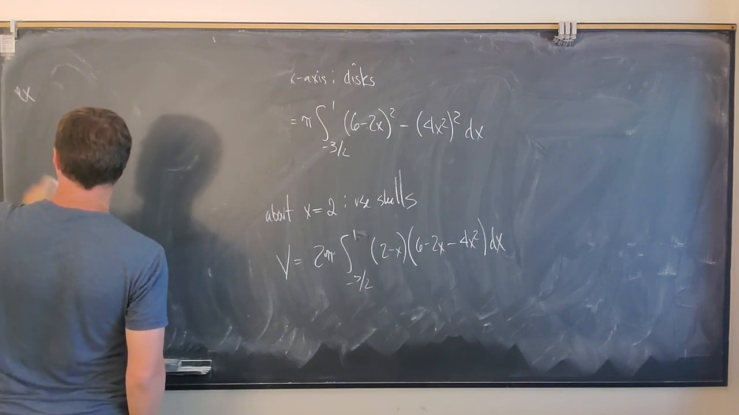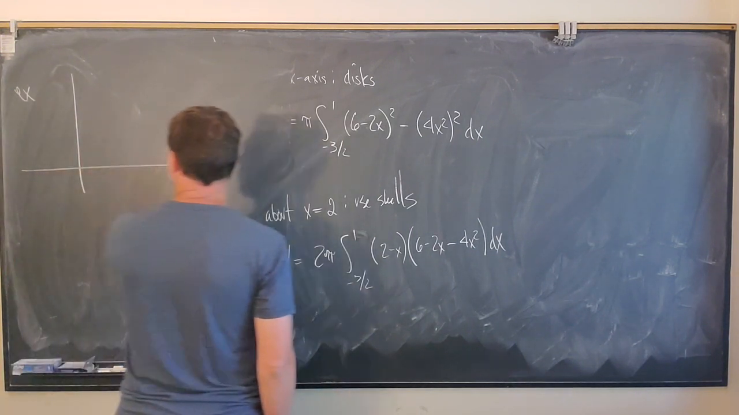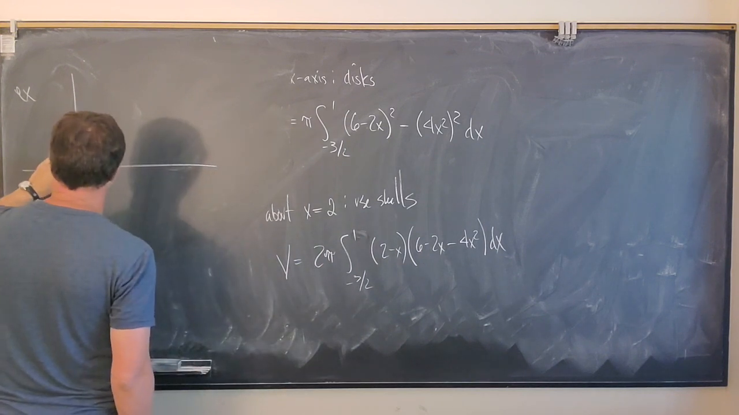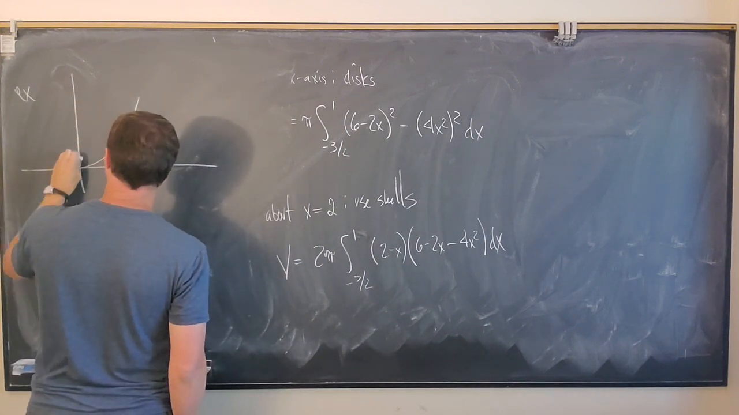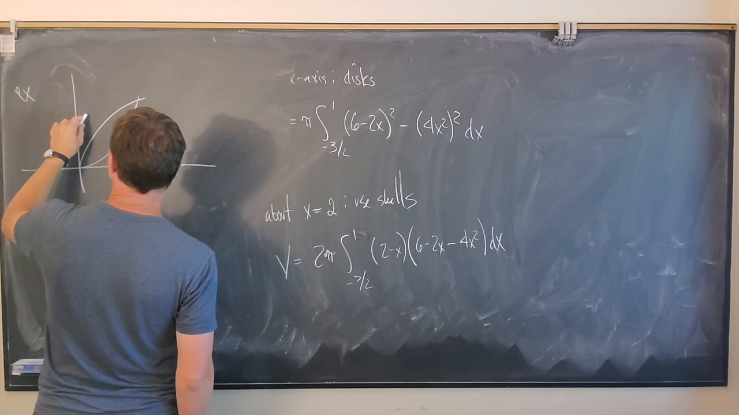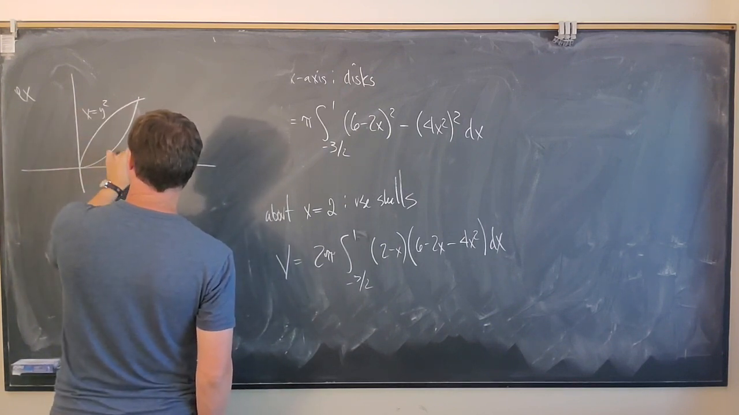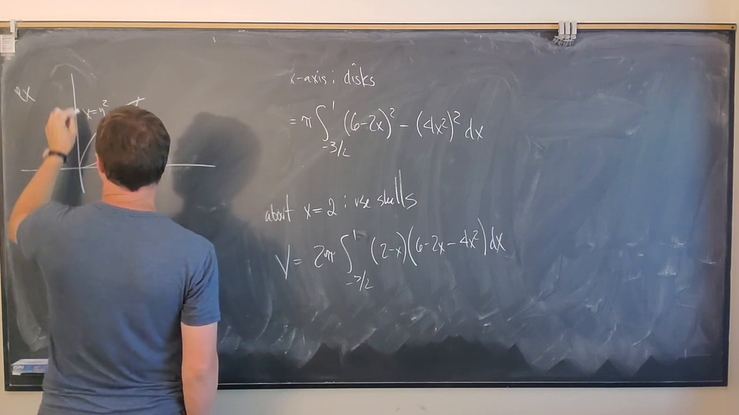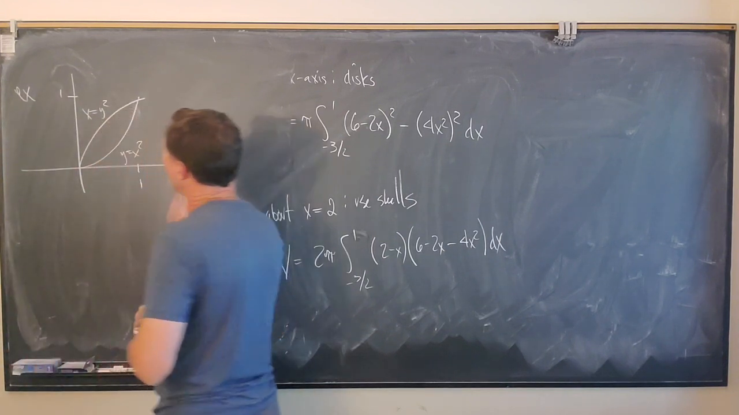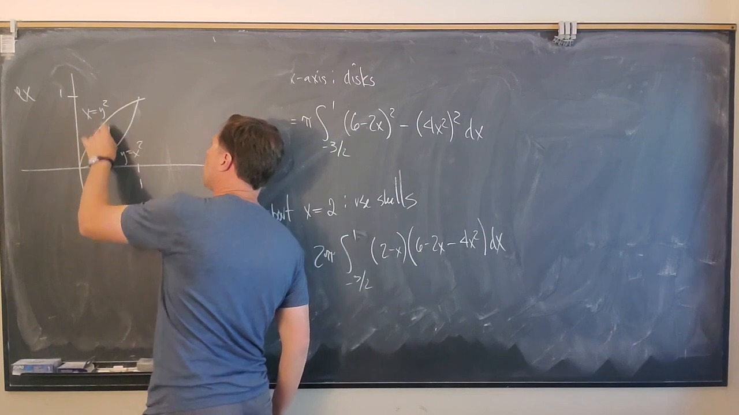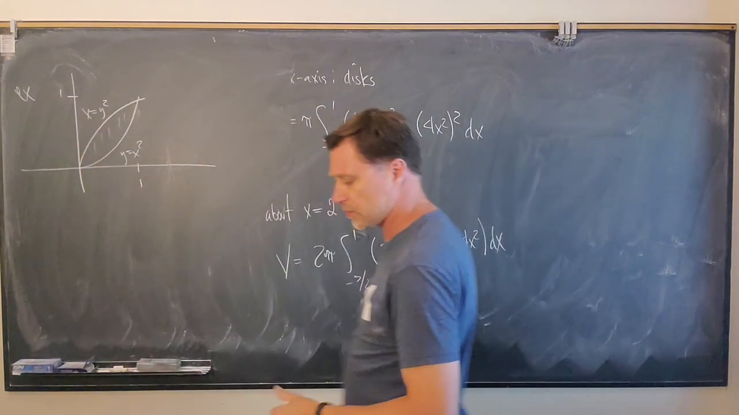Okay, for our next example, we're going to have the graph x equals y squared on top and y equals x squared on the bottom. And I want to revolve this region, right? So we've got this region right here. I'd like to revolve this about a couple of different lines.